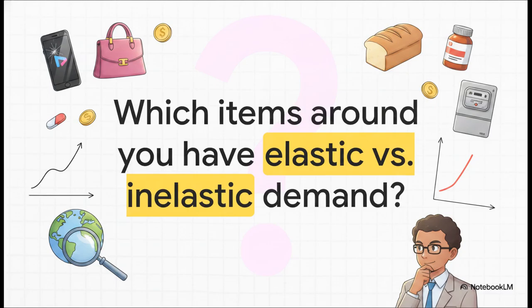So, I want to leave you with this. Look around the room you're sitting in right now. Pick 3 items. Based on the 14 graphs we just walked through, which of those items have an elastic versus inelastic supply or demand? Keep analyzing your world like an economist, and thanks so much for exploring with us.